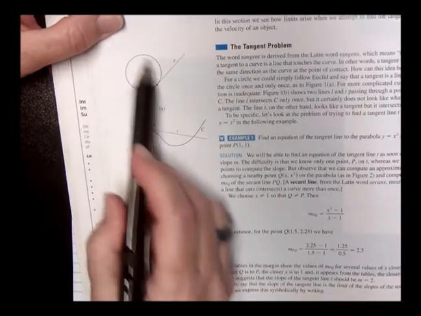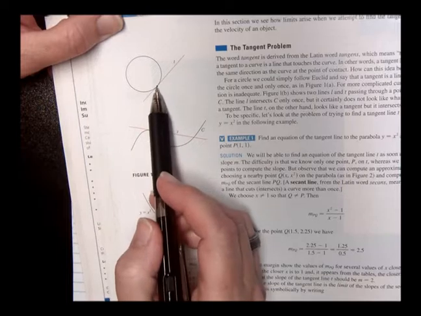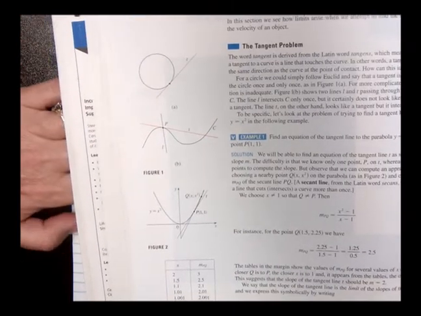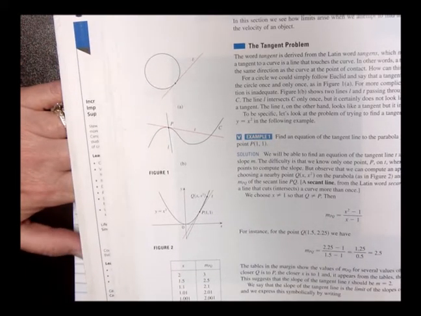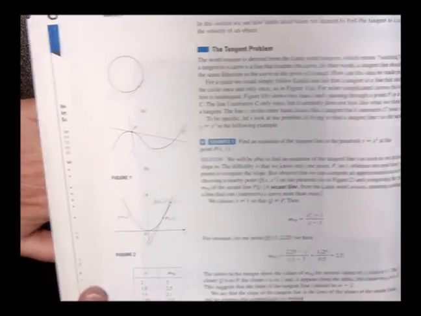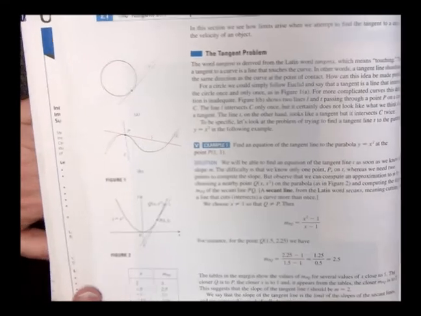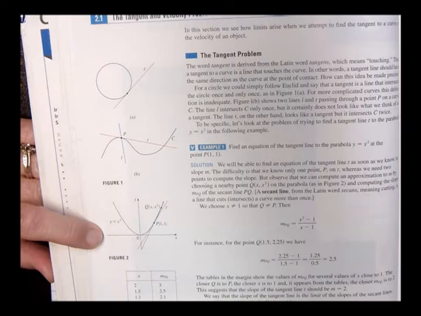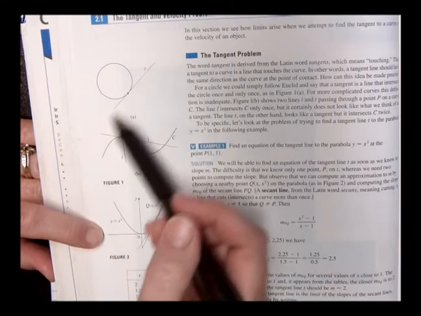So here I have a circle and I have a tangent point. Well, how do I find the slope at that point? That's the underlying question we're going to take a look at in this section: how do I find the slope at that particular point? So here's just an example of what a tangent line looks like.